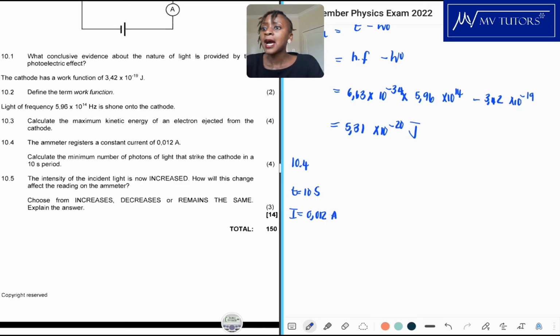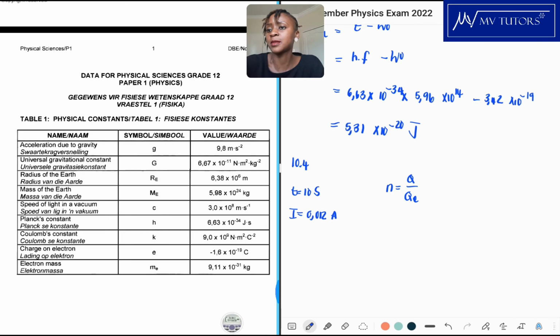amperes. We know that in order to get the number of photons, which is actually the number of electrons, we're going to use the equation: number of electrons is equal to the charge all over the charge of an electron, and the charge of an electron is negative 1,6 times 10 to the power negative 19.